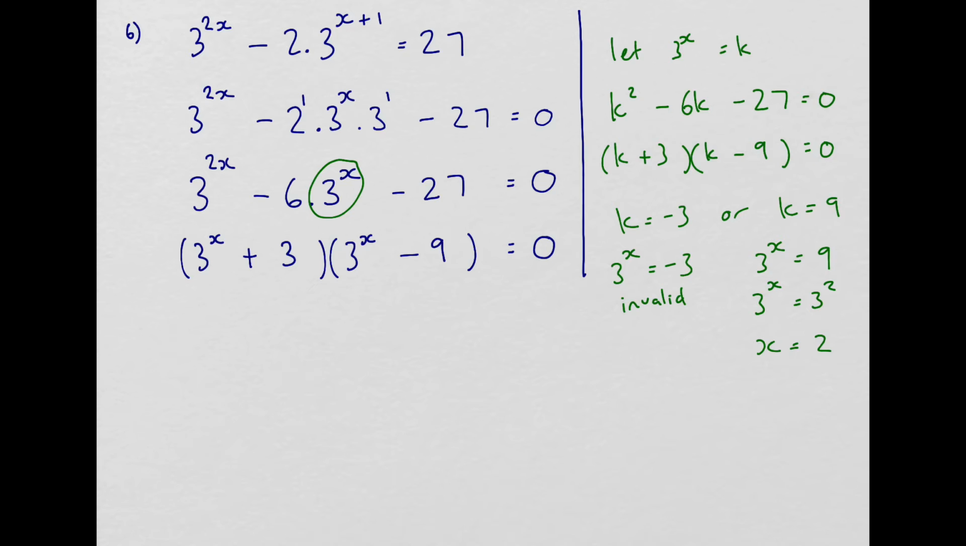Continuing on the left-hand side, if we didn't use the substitution, we would have 3 to the x equals negative 3, which again is invalid. We cannot get a negative. Or 3 to the x is equal to 9. And then we do the same thing. 9 becomes 3 squared. Therefore, x equals positive 2.